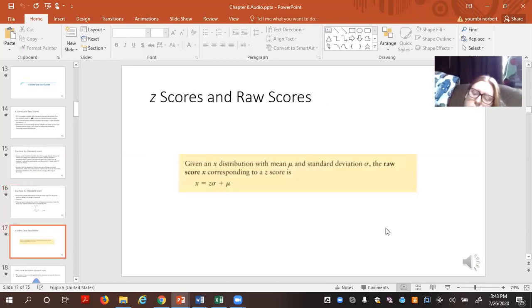So sometimes you will have to do the inverse problem. This is in case you don't have a calculator. That's why I asked you if you have a calculator. With a calculator, things will go much more easily, and I require that calculator. When you don't have a calculator, you cannot go fast. You will have to be doing these equations, which you don't need. I will teach you how to use your calculator to get a score when you have a z-score and a probability.